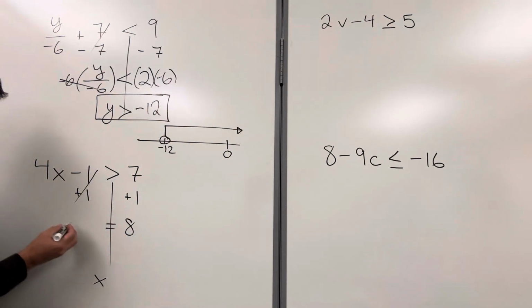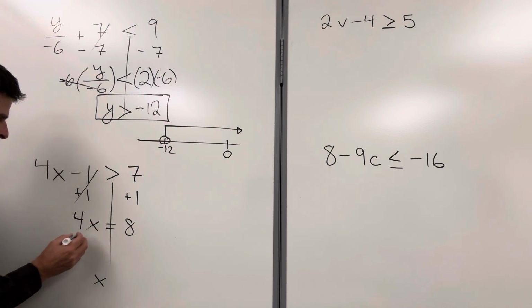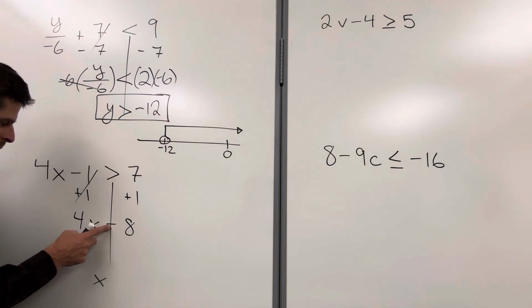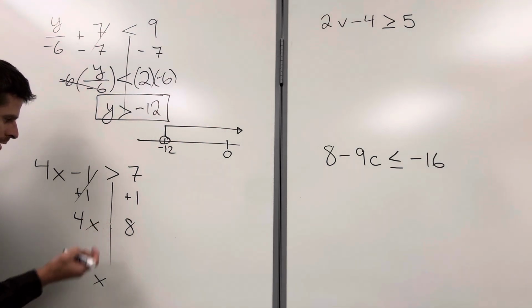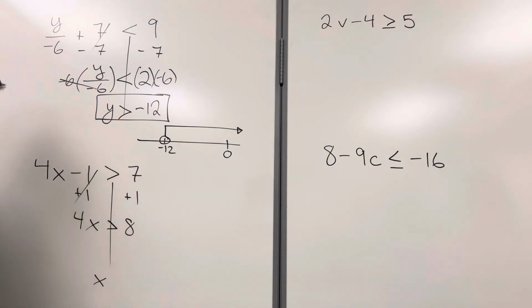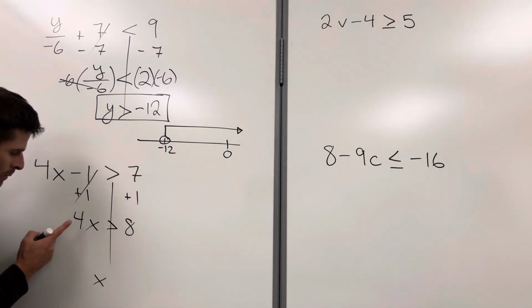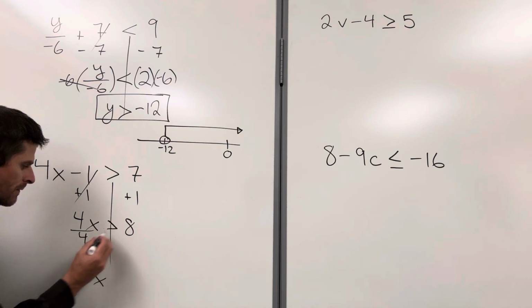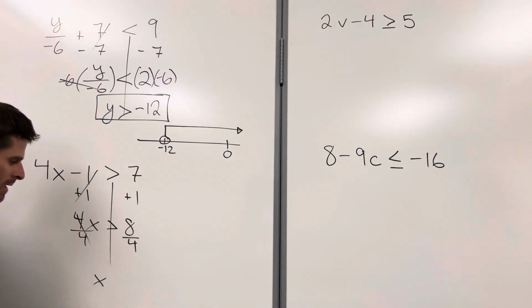I've got 4x being brought down. Oopsie. We're not dealing with equal signs. We're dealing with inequalities. I do that all the time. Just go back and fix it if you do the same. Okay, we're going to divide by 4. Divide by 4. Nice, neat number here.